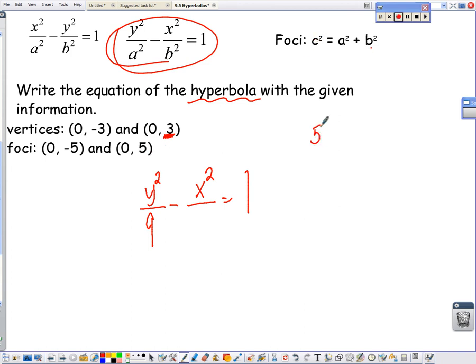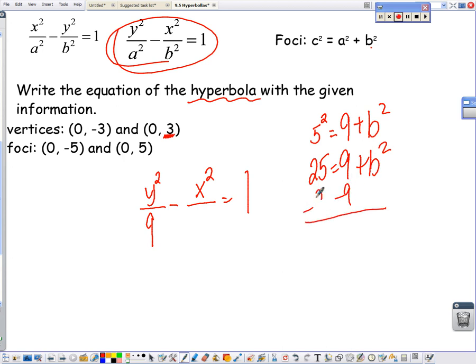So we're just going to take 5 squared equals our a squared, remember 3 squared is 9, plus b squared. So 5 squared is 25 equals 9 plus b squared, minus the 9. So you find out that your b squared is 16. Okay? So it's going to go under the x squared.